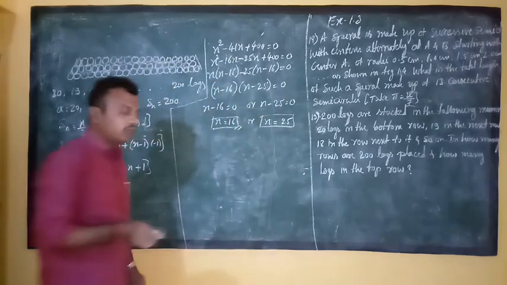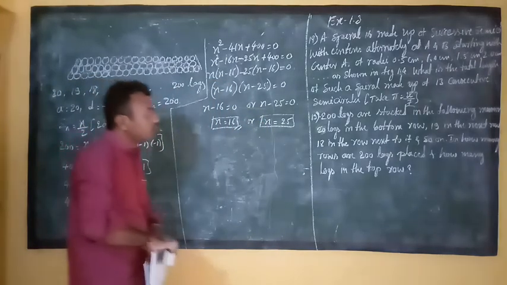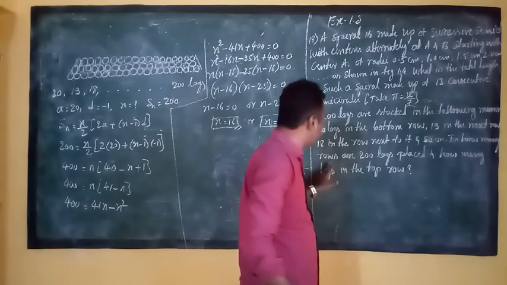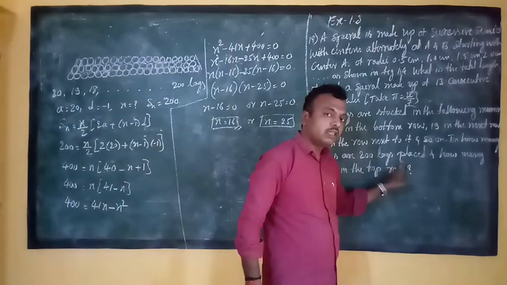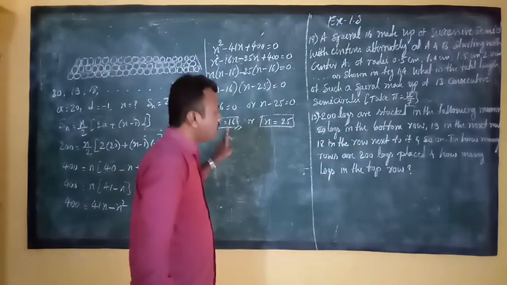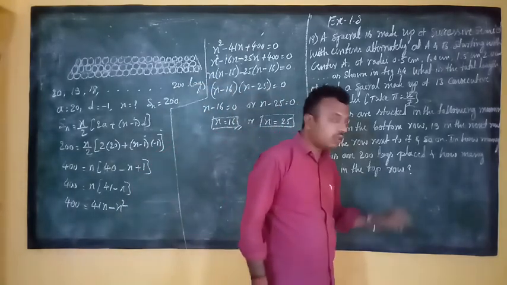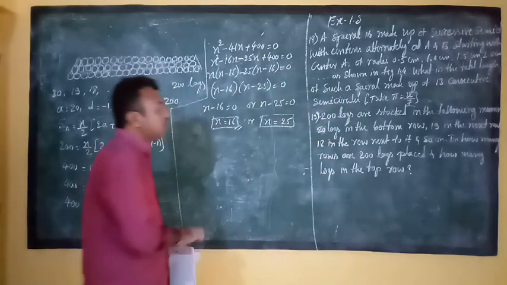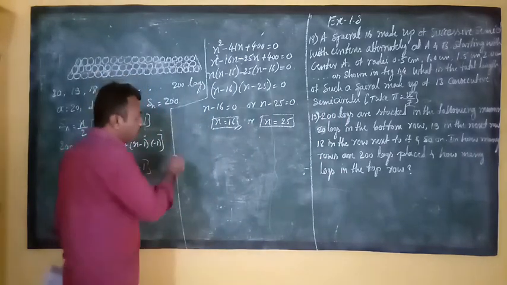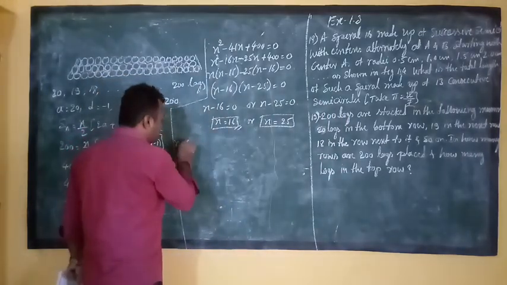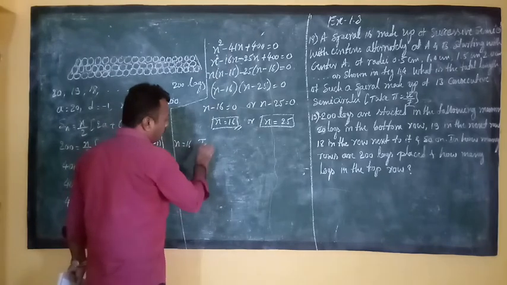So which is correct? I don't know. We have to check it. How? There are 16 rows or 25 rows in which the 200 logs are placed. And also how many logs are in the top row? We have to calculate. First, n is equal to 16, correct? So top row, how much?